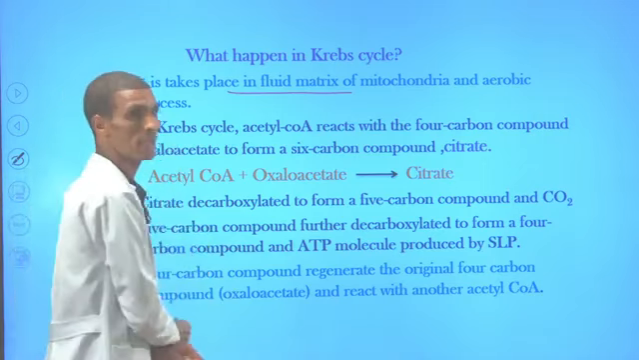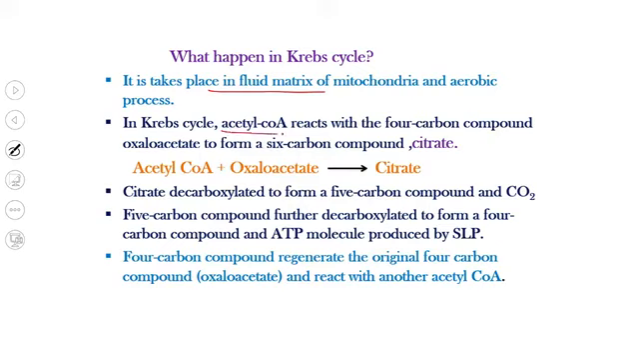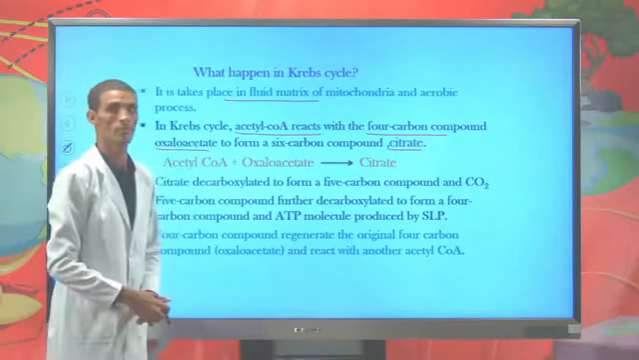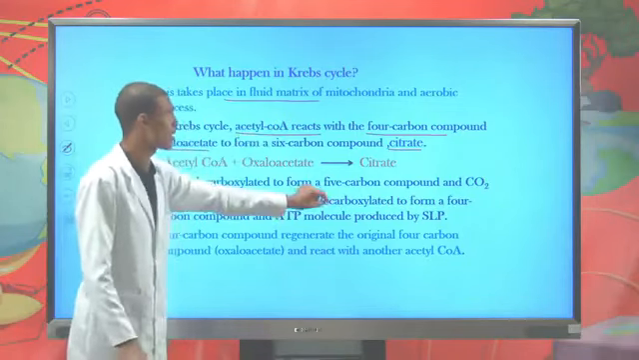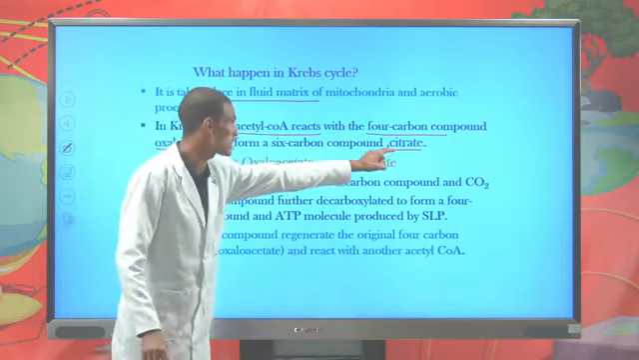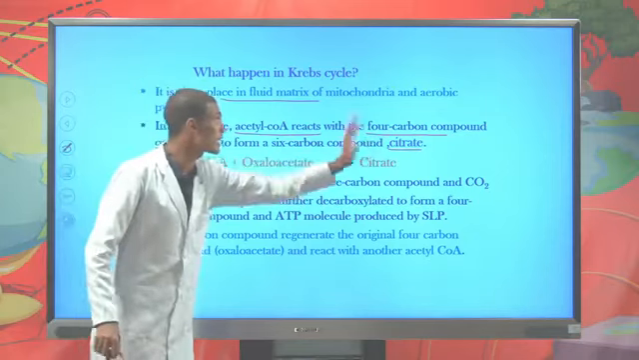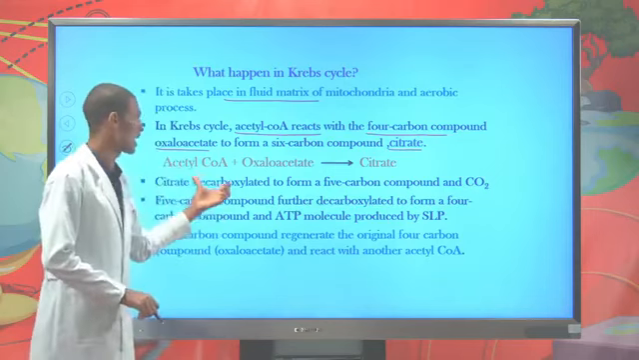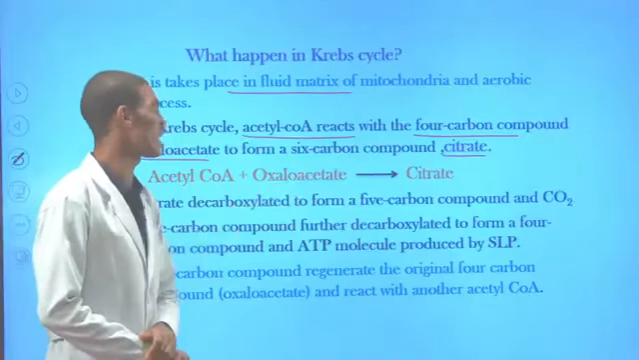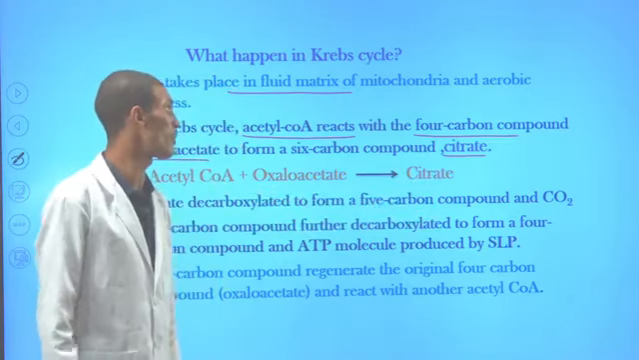Here in Krebs cycle, acetyl-CoA, which came from the link reaction as a link between glycolysis and Krebs cycle, reacts with the 4 carbon compound oxaloacetate to form a 6 carbon compound called citrate. Here there is a binding of acetyl-CoA with oxaloacetate to form the 6 carbon compound citrate. An enzyme catalyzes the process.